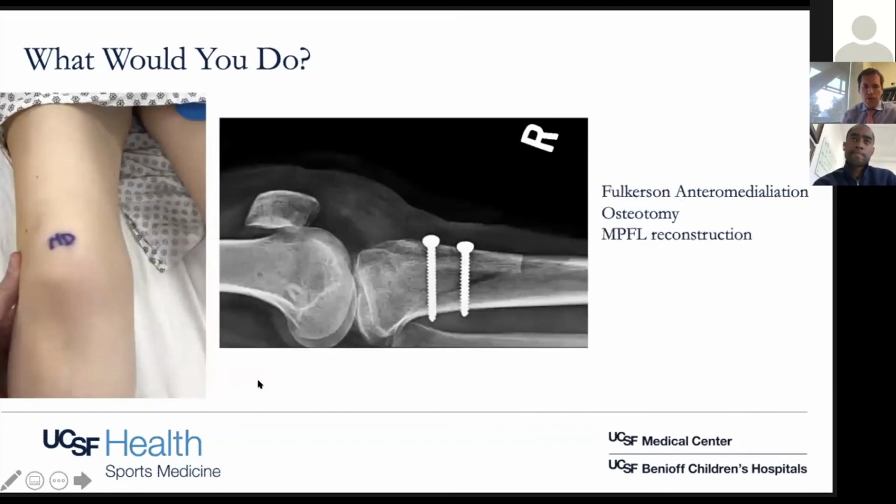So I treated her with an AMZ osteotomy and MPFL reconstruction. So she has that borderline lateralization. She's so small though, and her patella tracks so abnormally. I do think in a patient like that, this osteotomy will give more predictable results.